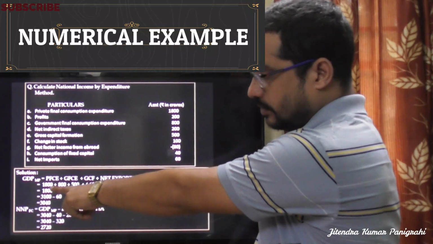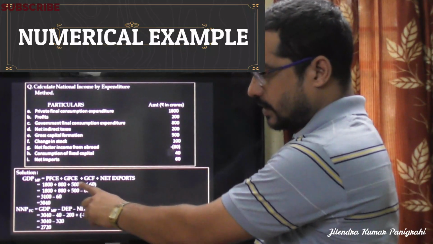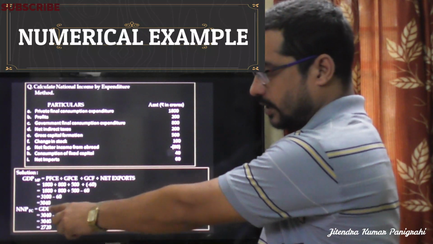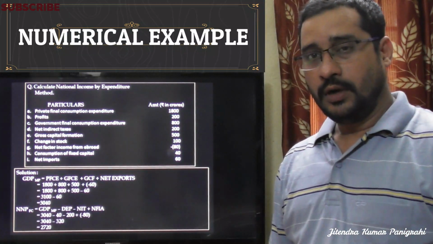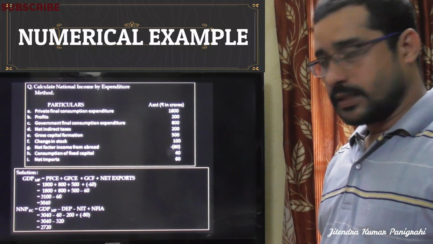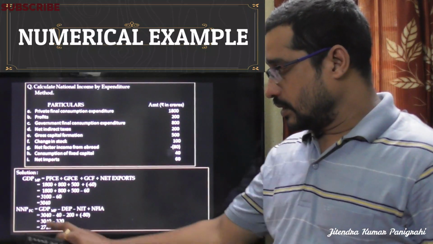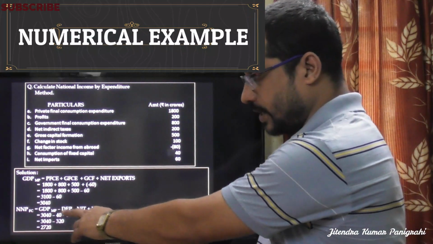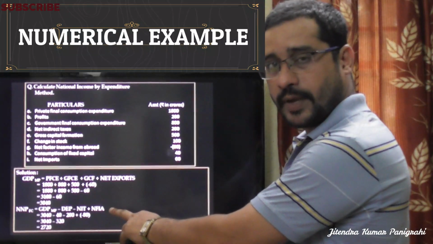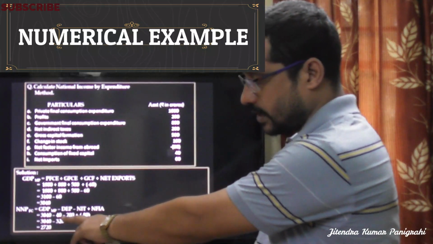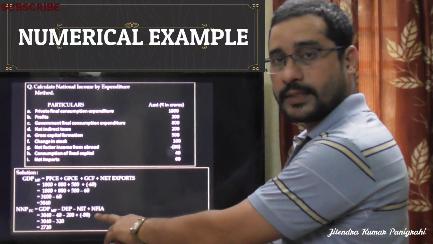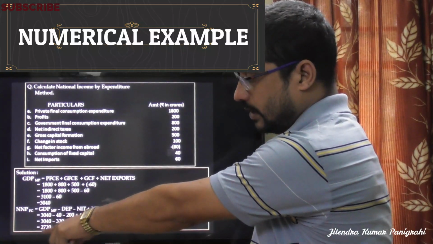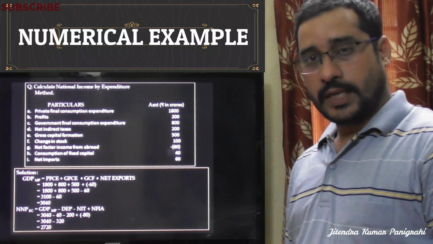Here the values: if you put PFCE 1800, GFCE 800, GCF 500, net export 60, and you calculate all this, you will get 3160 as your GDP at market price. Now you convert. NNP at factor cost can be calculated from GDP at market price: GDP at market price minus depreciation minus NIT plus NFI. So here 3040 minus 40 minus 200 plus minus 80. Here net factor income from abroad is minus 80. So if you calculate, then you will get 2720 as the national income.